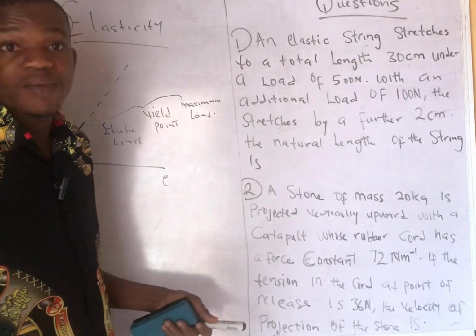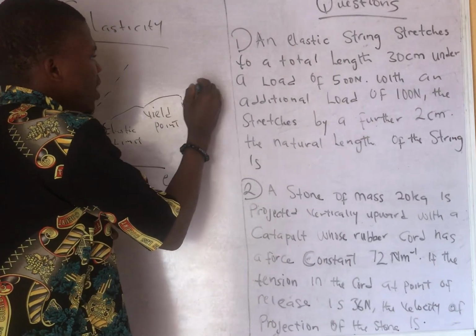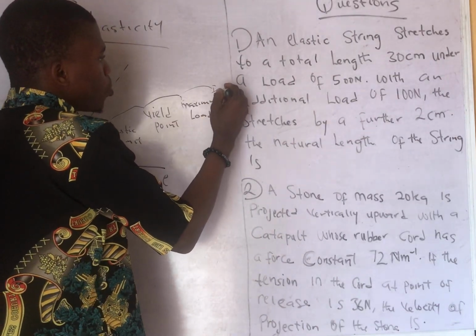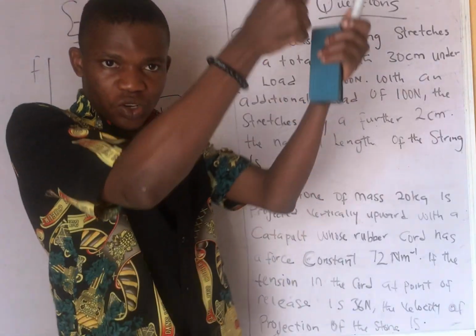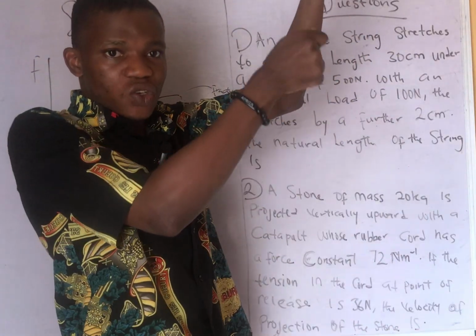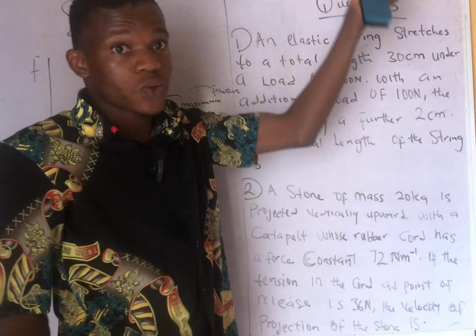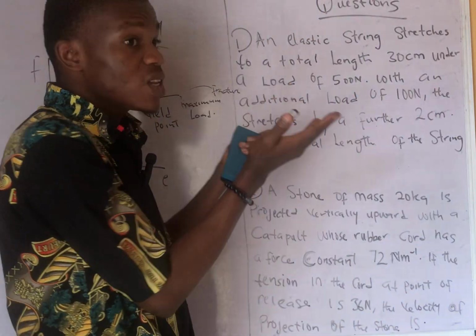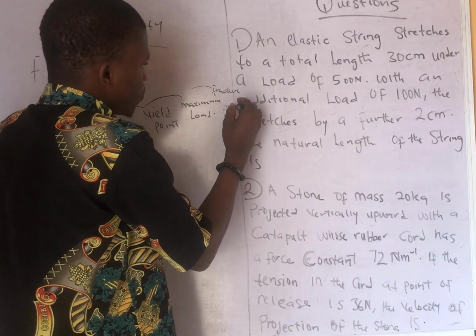After this point, you get to what we call the fracture point, where the material cuts. You can experiment with it: take a rubber and drag it. You will see that it keeps extending, and after a point the rubber will cut into two. That's where we call the fracture point.